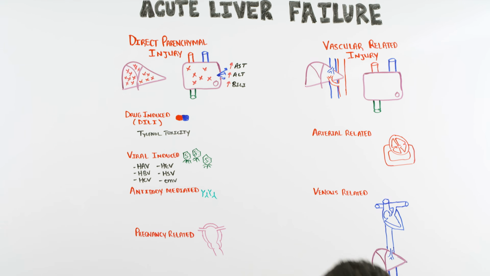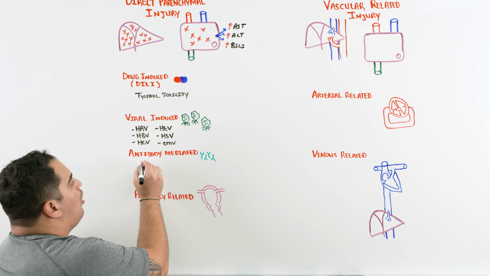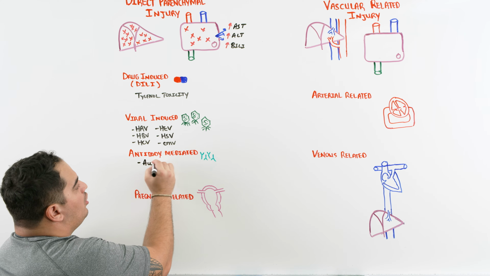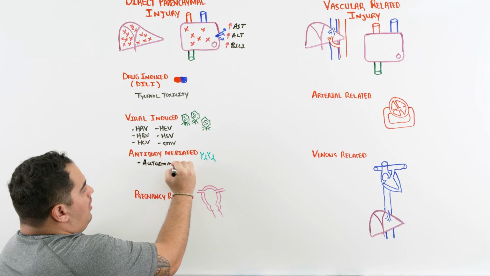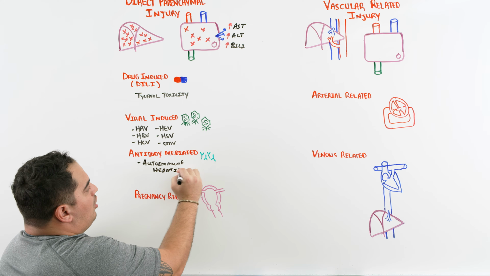Another one, and this one's actually really difficult to differentiate, is called antibody-mediated. We also call this autoimmune hepatitis. Autoimmune hepatitis is kind of tough to diagnose. It's usually kind of lower in the food chain.